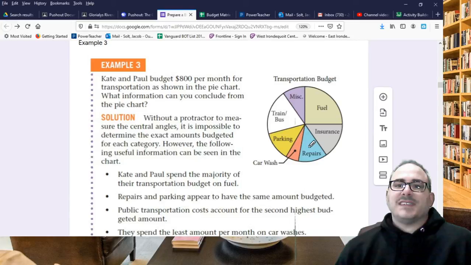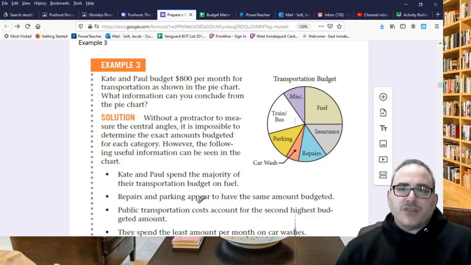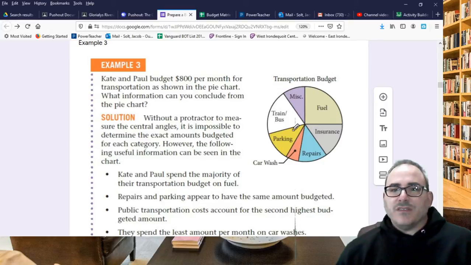We can see that repairs and parking seem to be about the same. Whatever this percentage is, repairs and parking seem to have about the same angle here. This angle seems to be approximately the same as that angle there. Public transportation accounts for about the second highest budgeted amount. So train and bus is certainly smaller than fuel. It is the second biggest piece of this, all right?